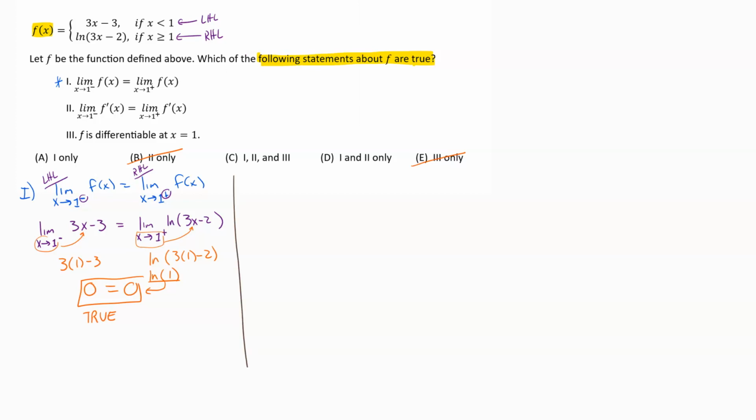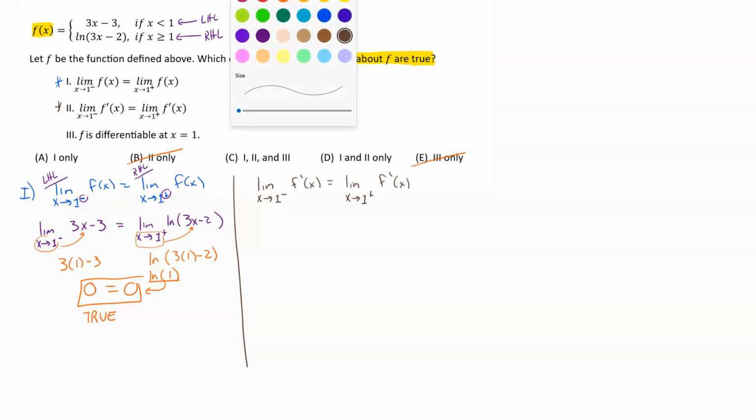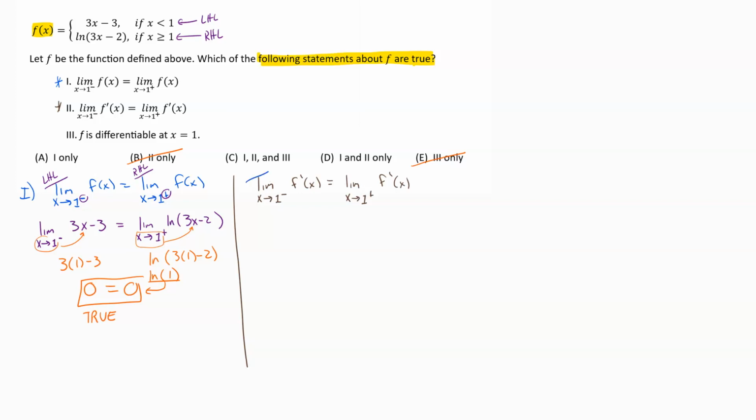Now we'll go on to the next piece. So on to option 2 here. Now what we're doing is the limit as x approaches 1 from the left of f prime of x. And does that equal the limit as x approaches 1 from the right of f prime of x? Well, lucky for us, now we get to take two derivatives to plug into this equation. So looking at my left-hand derivative here, my LHD, that would be, again, this top equation. So if I look at finding the derivative of that, this would be 3x minus 3.